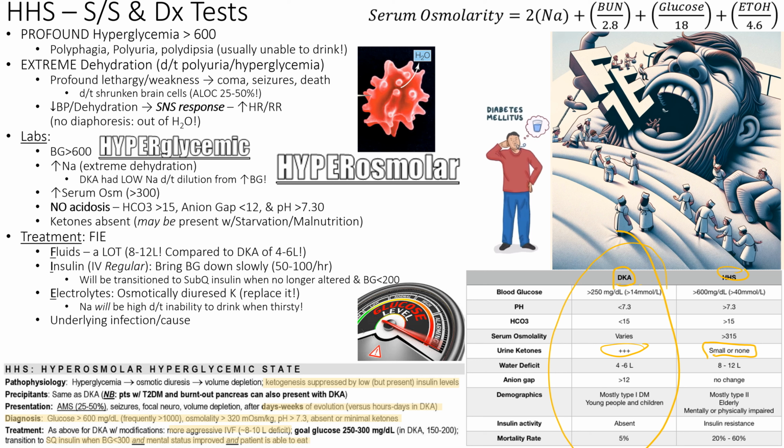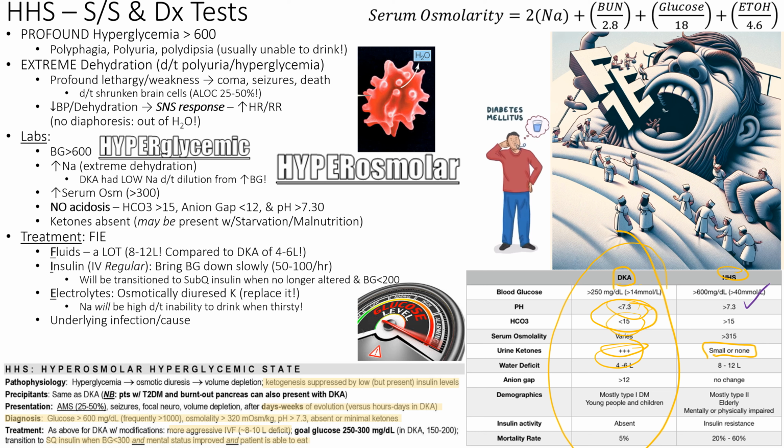And that elevation of ketones causes what change in my ABGs? It makes my ABGs look bad, makes my ABGs develop metabolic acidosis. So in DKA they're going to have a bicarb that's low, they're going to have a pH that's low, and they're going to have ketones that are present, right? Whereas in HHS, their pH is normal because they don't have ketones making it acidotic.